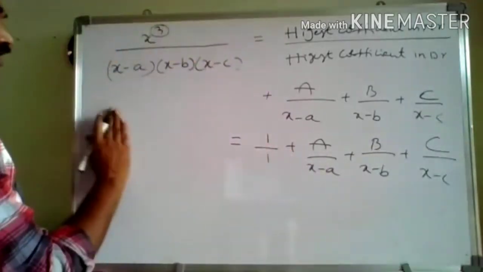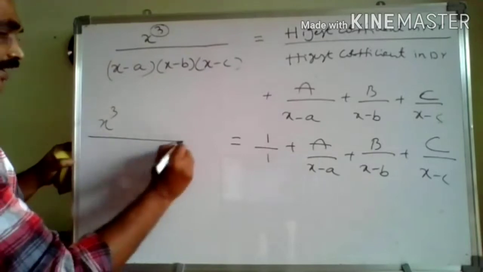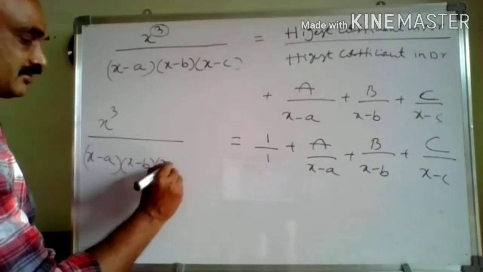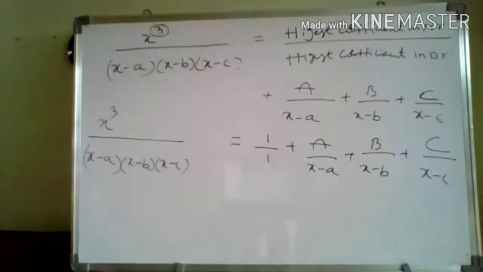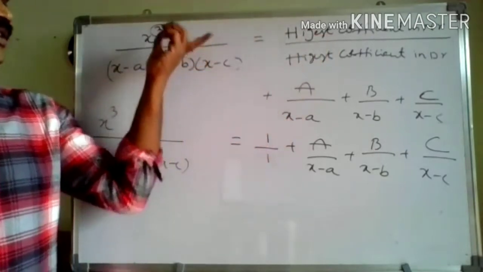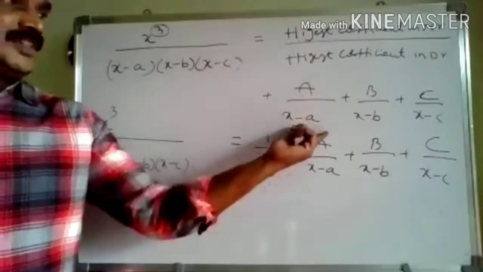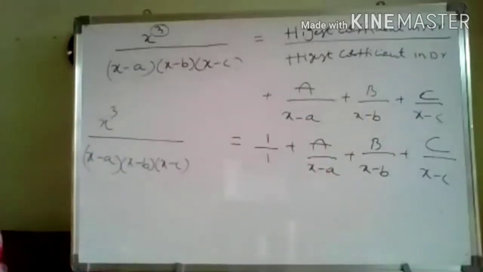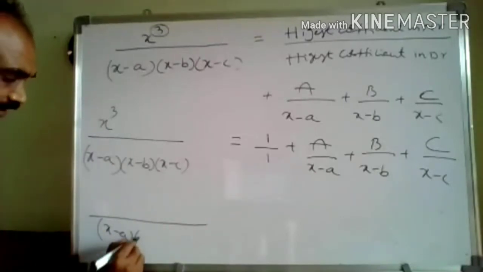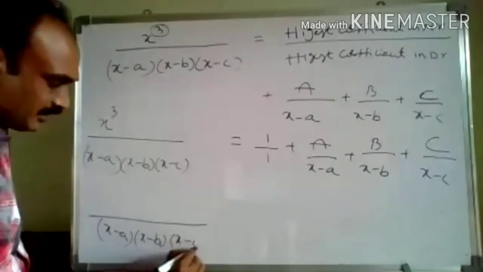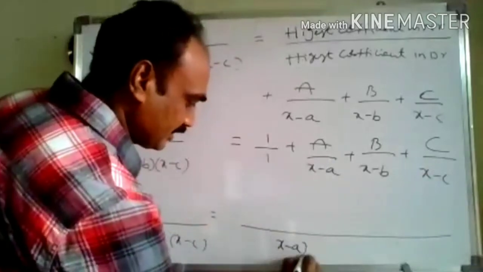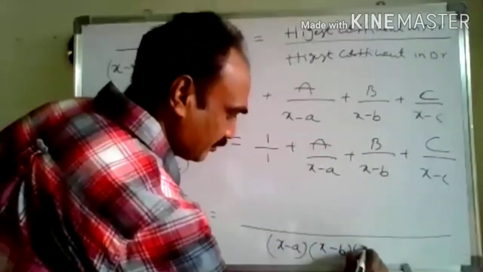This is capital C. Left hand side: x cube by (x minus a) into (x minus b) into (x minus c) is equal to the improper fraction first model, first highest coefficient numerator by highest coefficient denominator, plus partial fraction first model: a by (x minus a), b by (x minus b) plus capital C by (x minus c). Let's take LCM. Here LCM is (x minus a) into (x minus b) into (x minus c).